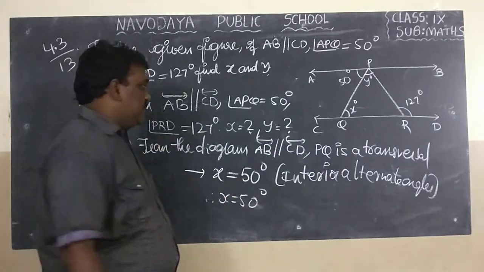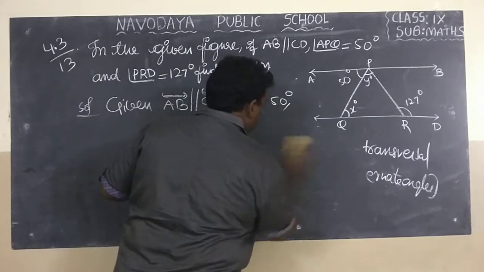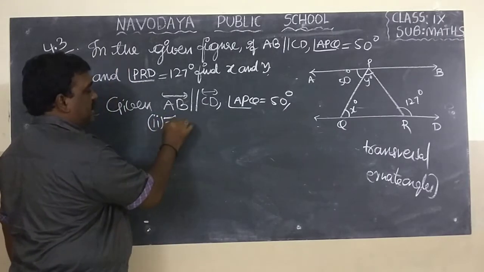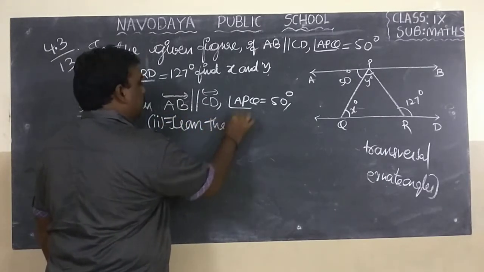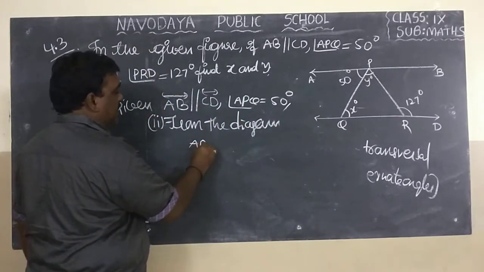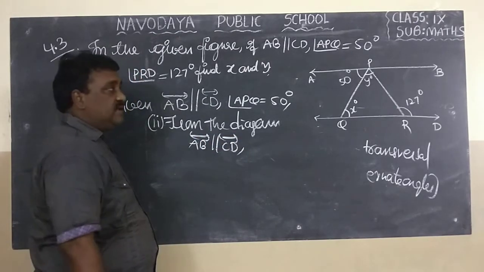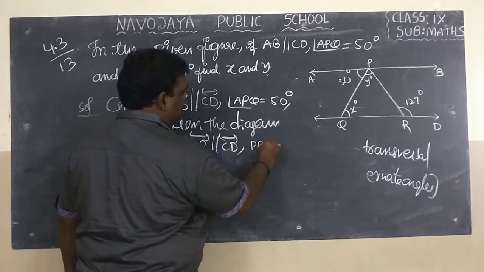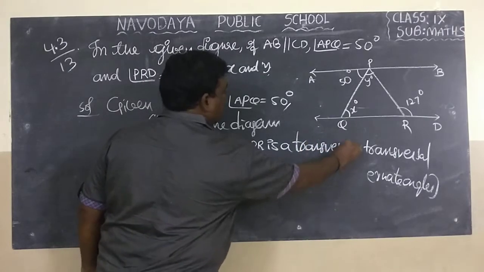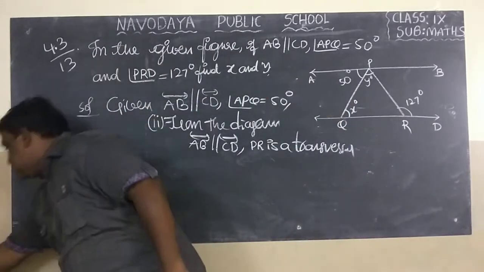X value is 50. Then what is the y value? We need to find out. Okay, now again, the second part of the problem. From the diagram, see the diagram again. AB parallel CD, comma, PR is a transversal.